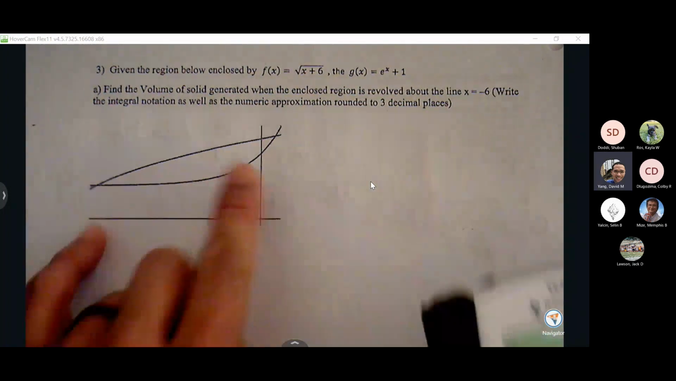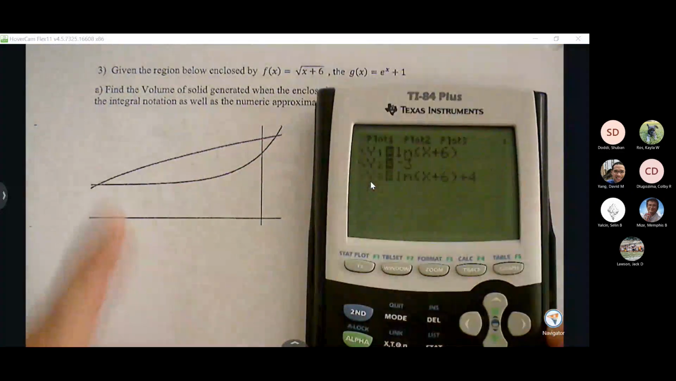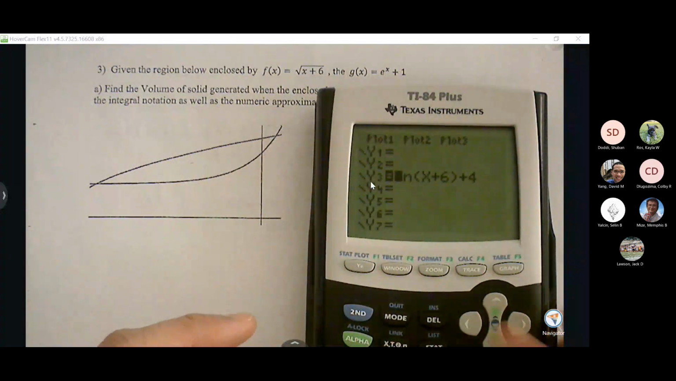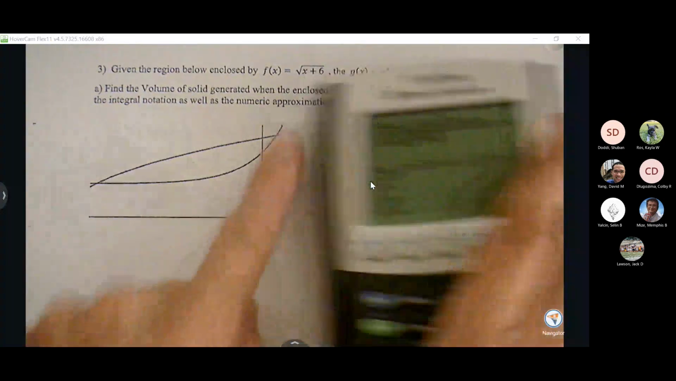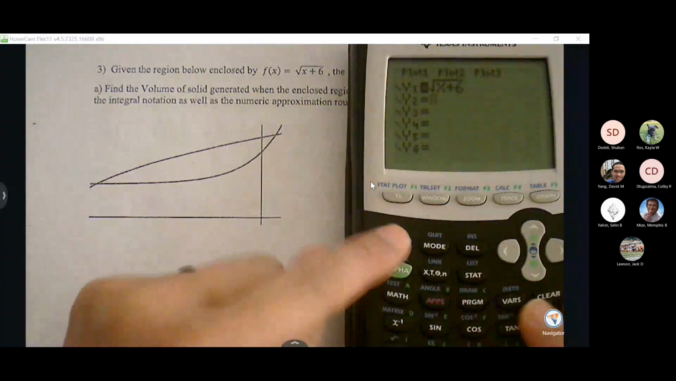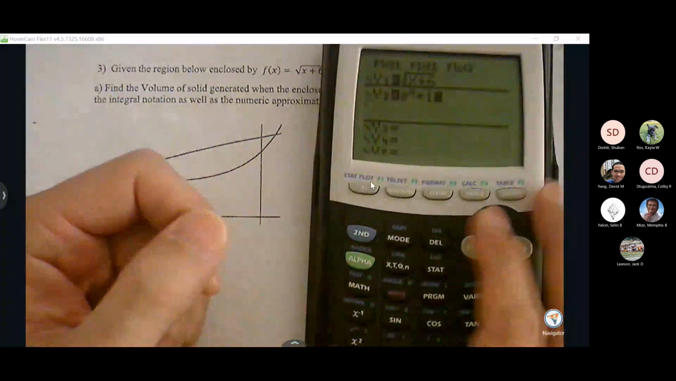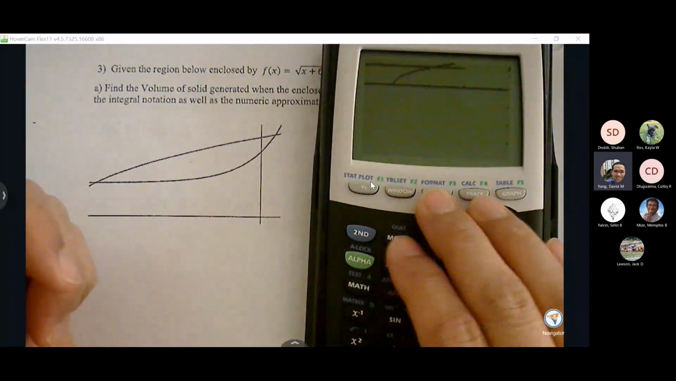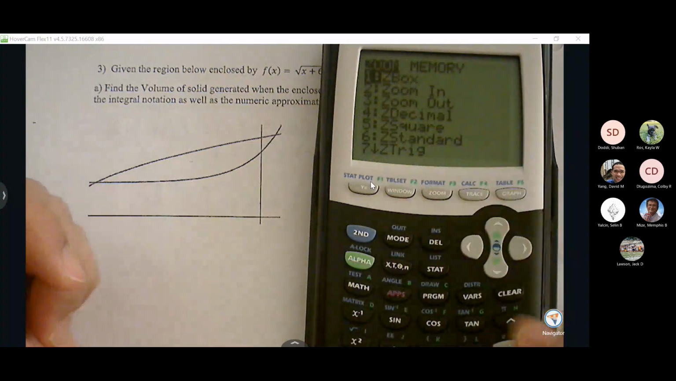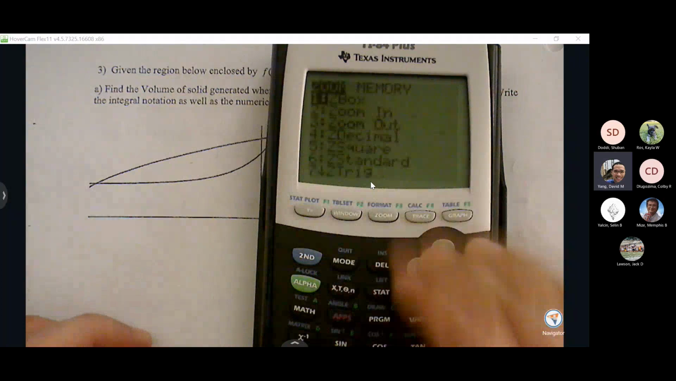So let's go ahead and graph these functions first so we can figure out where these intersections are. Let me do zoom 6 here just so I can get it. Okay, it's a little small. I'm going to do zoom box here.